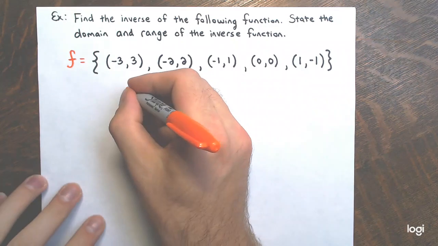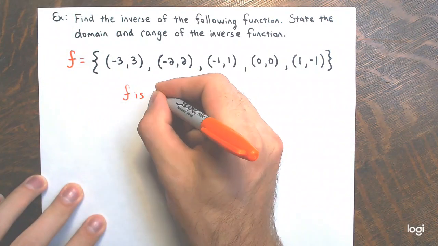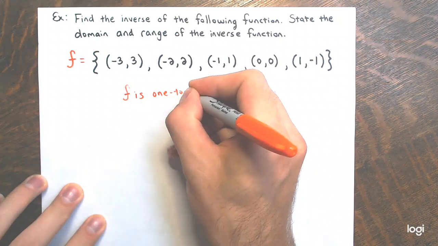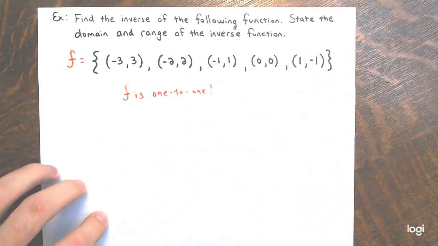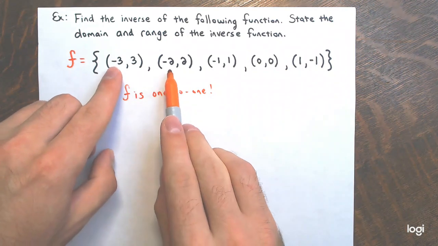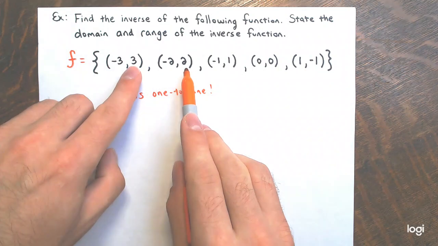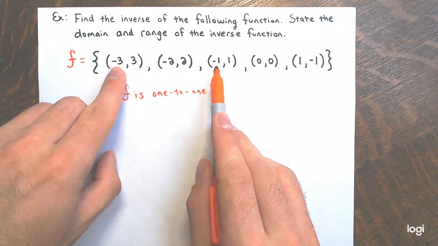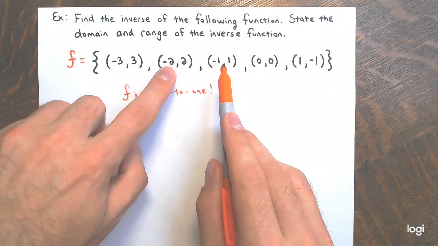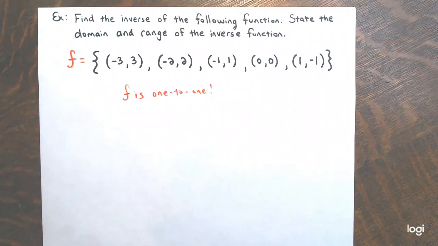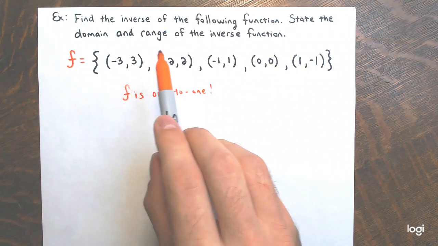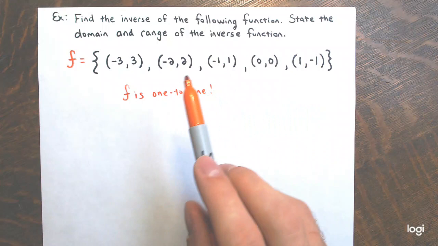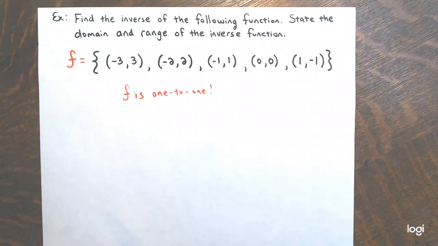And notice that f is one-to-one. If you take any two different inputs, they go to different outputs. These two different inputs go to different outputs. These two different inputs go to different outputs. Every pair of different inputs goes to different outputs. Or you could also say there are no outputs that repeat. All these outputs are different, so it's definitely a one-to-one function.